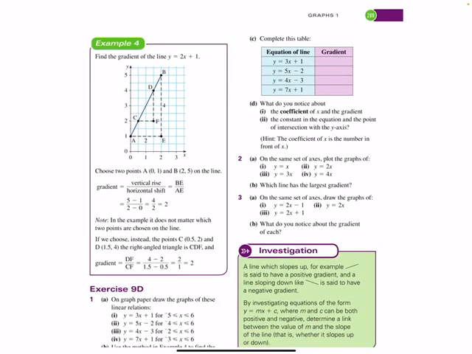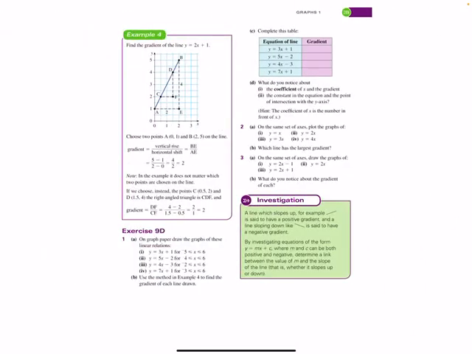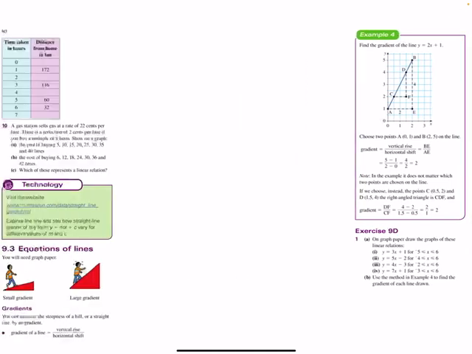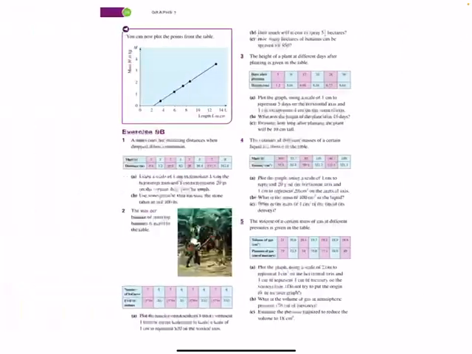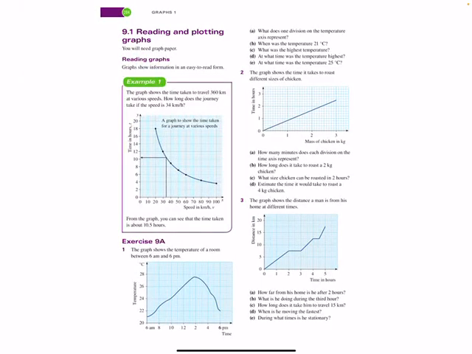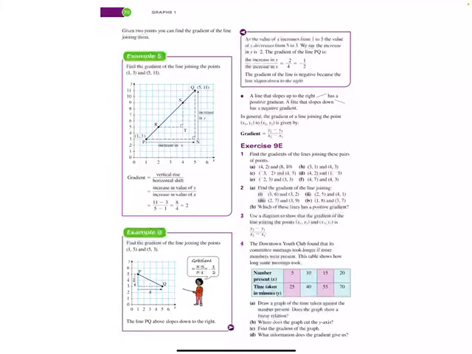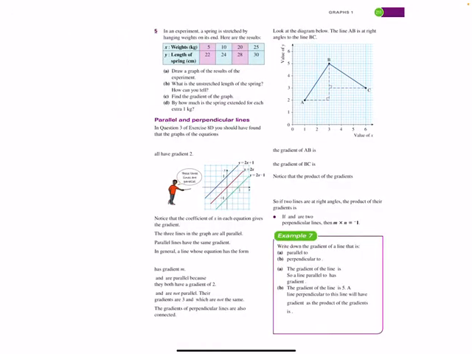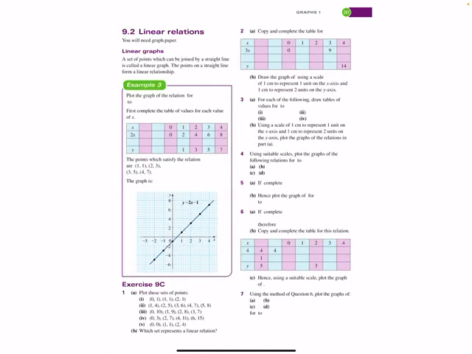So, my recommendation: make sufficient exercises from chapter 9, all the way to 9.2. Everything.